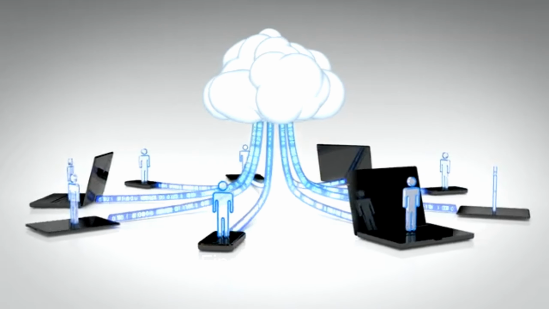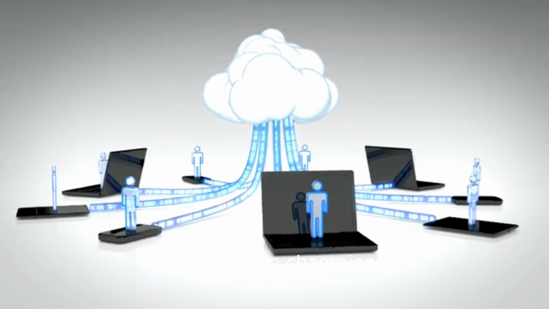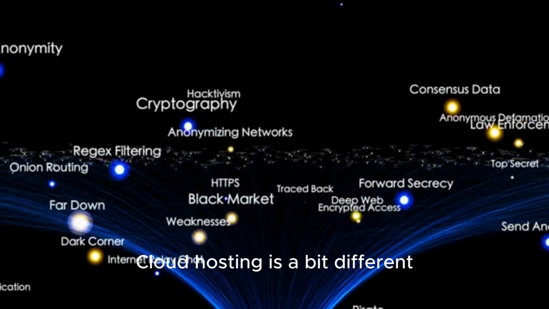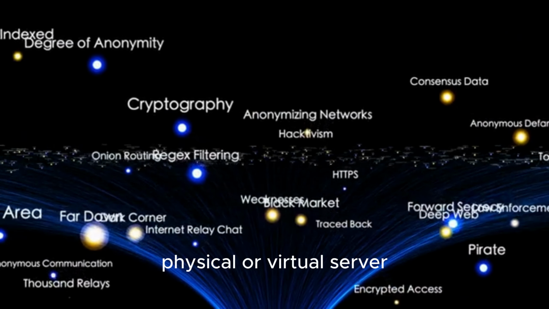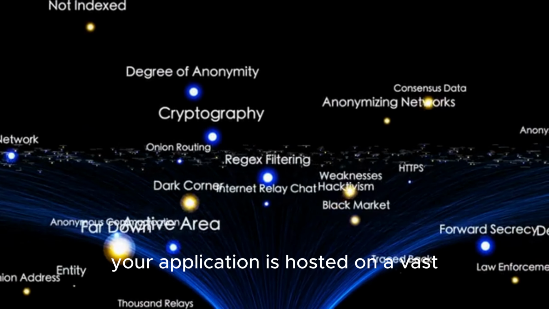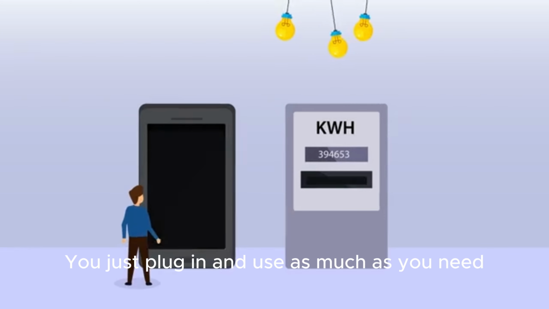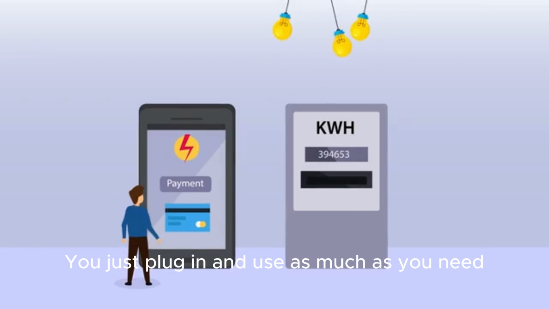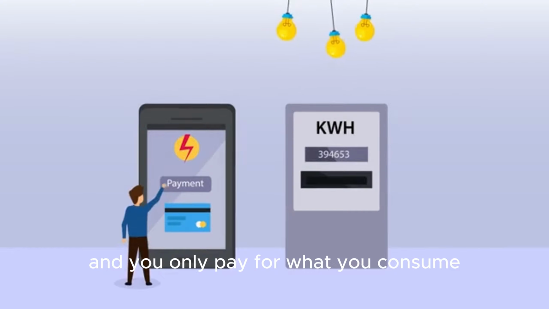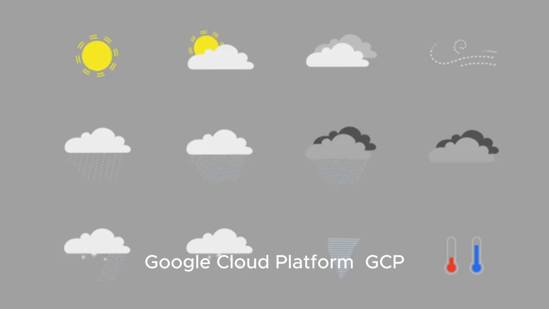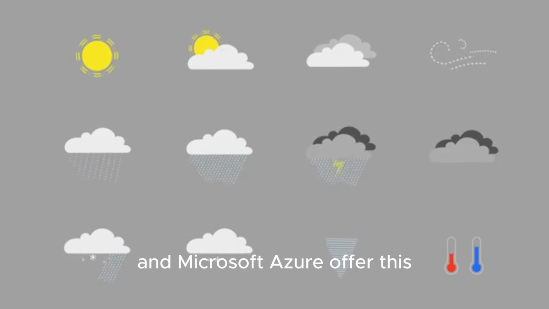Finally, we have the modern champion, cloud hosting. Cloud hosting is a bit different. Instead of renting a single physical or virtual server, your application is hosted on a vast, interconnected network of servers. Think of it like a utility, like electricity. You just plug in and use as much as you need, and you only pay for what you consume. Major providers like Amazon Web Services, AWS, Google Cloud Platform, GCP, and Microsoft Azure offer this.